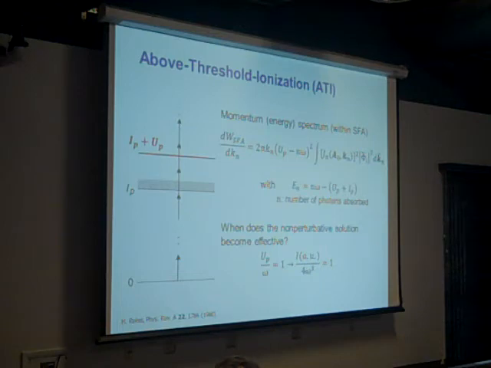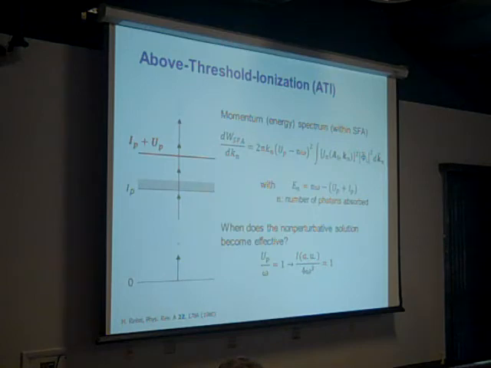So when should this whole thing become effective? Rice has analyzed this quite a bit, so that is the KFR theory. So here, one is asking, is this a non-perturbative solution? Well, this non-perturbative solution should become effective when UP plays a certain role. He says it should become effective when UP over omega is approximately 1. Because if UP is of the order of omega, that means I'm shifting the ionization potential that I have to overcome by 1 photon energy.